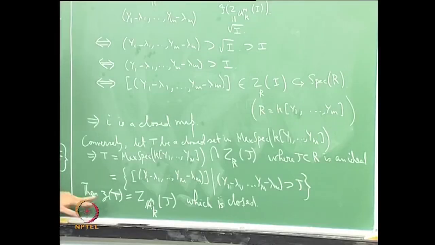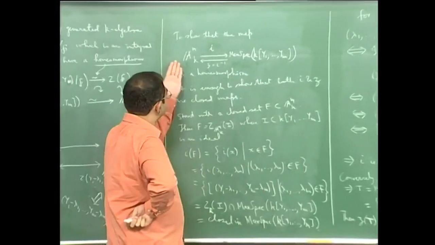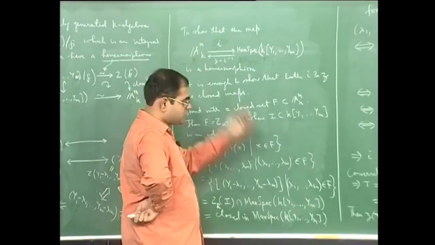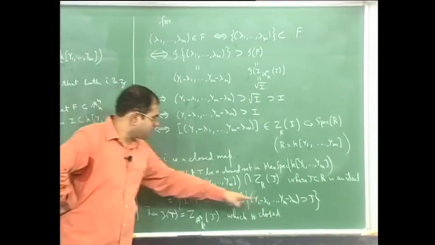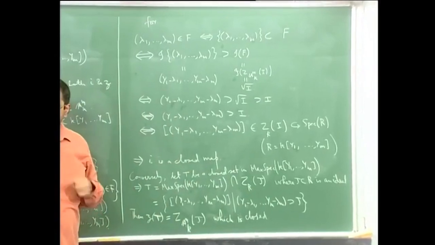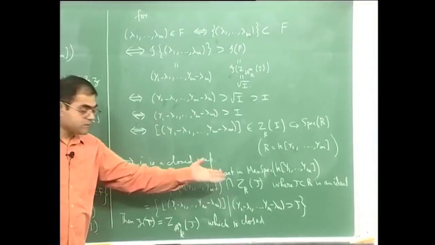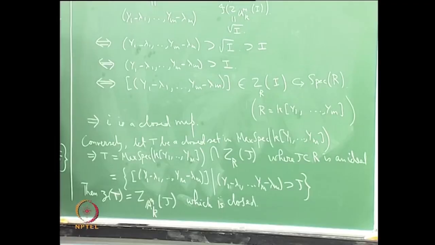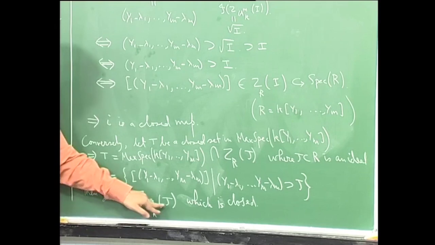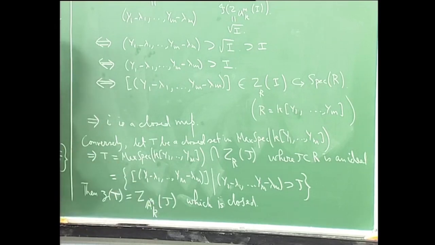Okay. So what is Z of T? It's going to be all those points of AM which correspond to maximal ideals which contain J. That means it's going to be all the points of Z of J in affine space. Okay, so Z of T will just be Z of AMK of the ideal J.